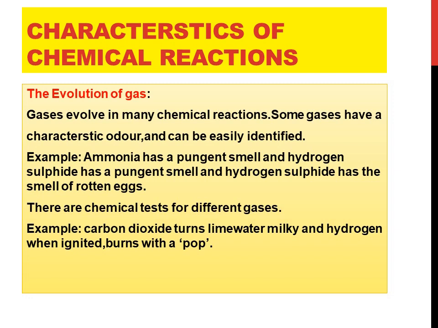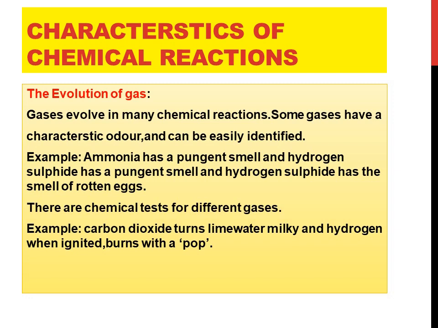For example, ammonia has a pungent smell. It's a kind of bad odor. Just by smelling it, we can easily identify that the gas involved is ammonia. It has a different kind of smell. And similarly, hydrogen sulfide has a pungent smell, like the smell of rotten eggs. Rotten eggs, you already know, the ones that go bad. It has a bad smell. These are the chemical tests for the different gases. So that was about smell.